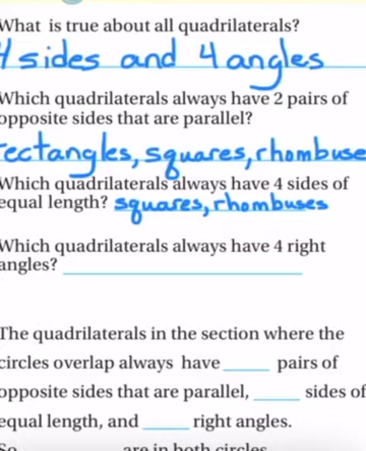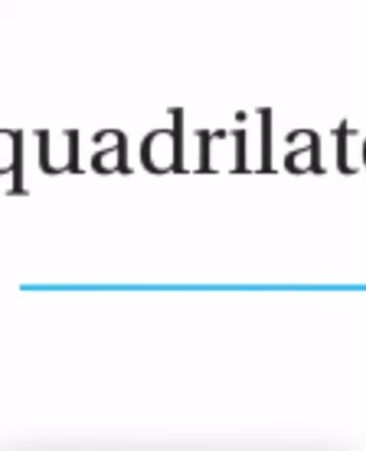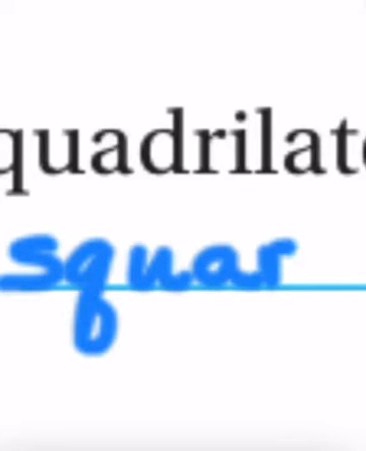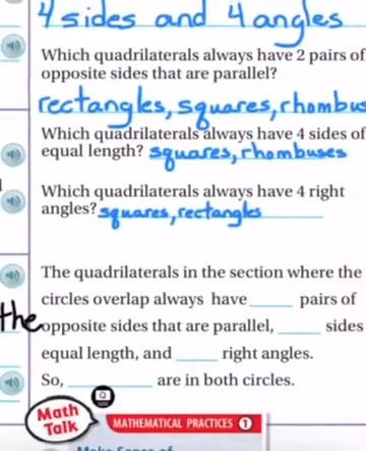And then the last question there, which quadrilaterals always have four right angles? Well, we have two. Four right angles in a quadrilateral. We have squares, and we have one more. Not rhombuses. Rhombuses don't have to have right angles, but rectangles do. So squares and rectangles always have four right angles. Squares and rectangles.